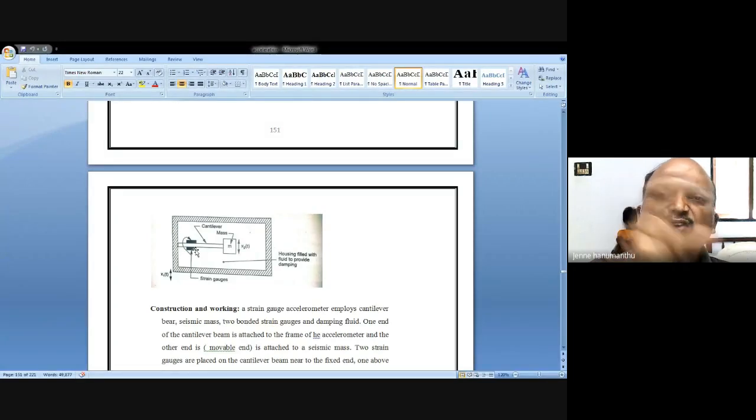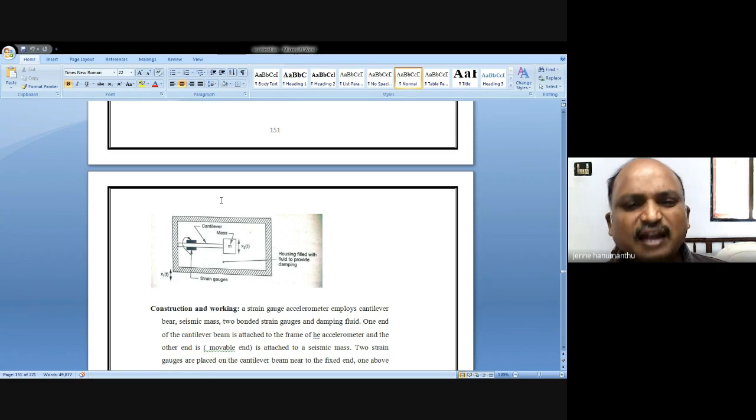So it will give some voltage. That voltage is proportional to the acceleration applied. So this is the cantilever type.